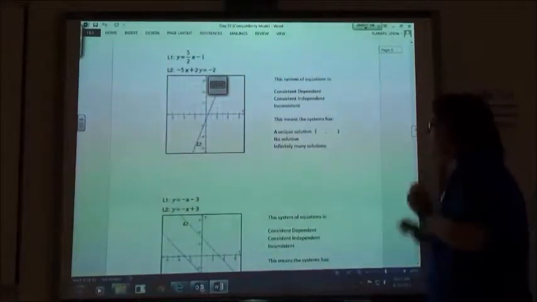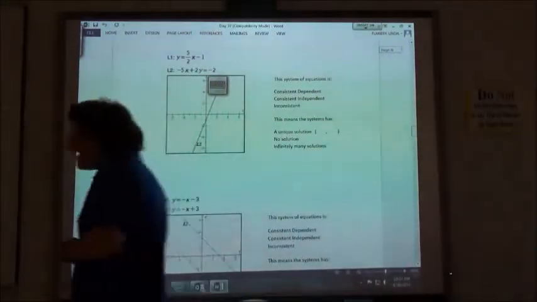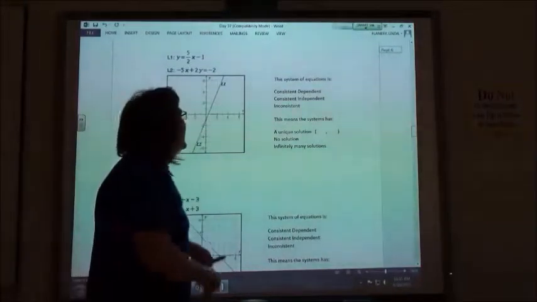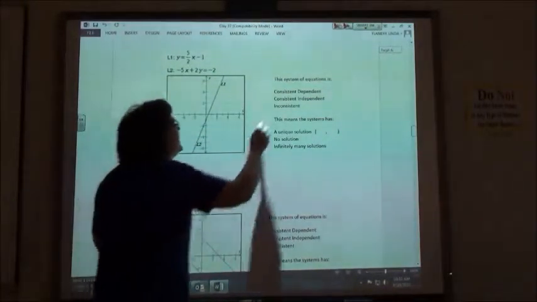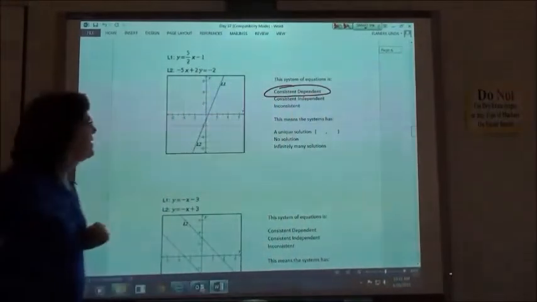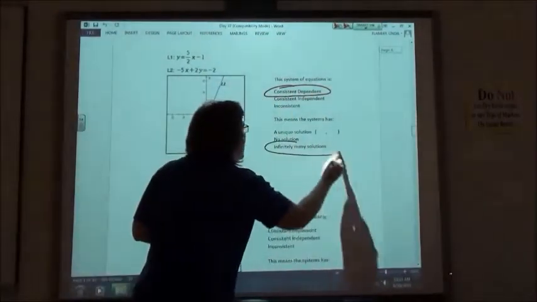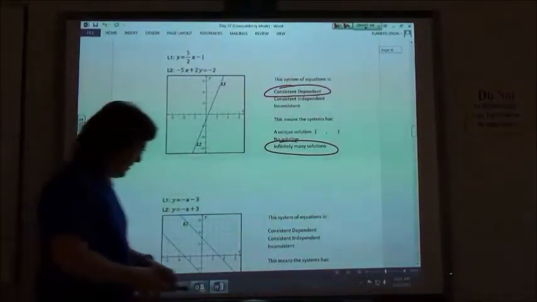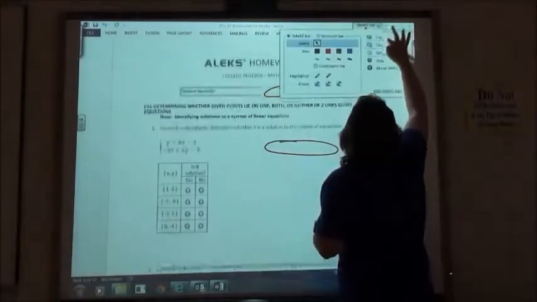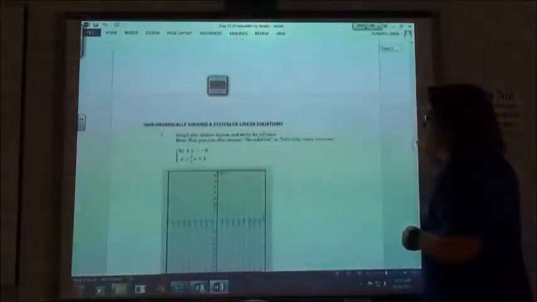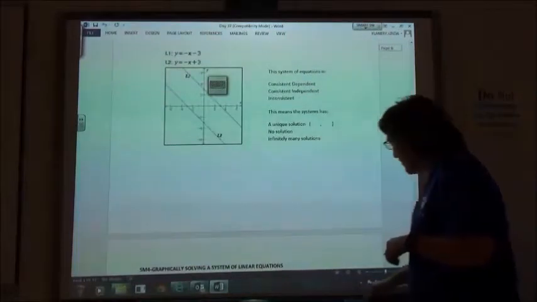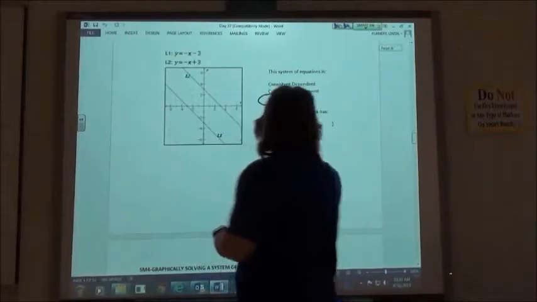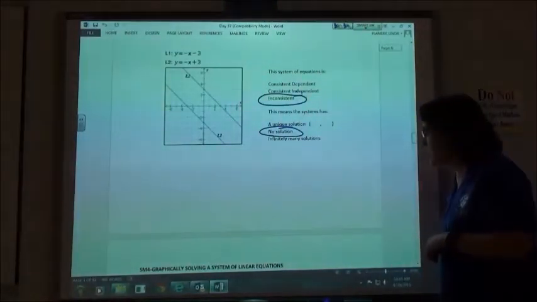So, the second one on number 6 is on the top of the next page there. What do we got with that one? We got a consistent dependent. And it has infinitely many solutions, right. One line right on top of the other one. And the third one on number 6 is those parallel lines, which is inconsistent and has no solutions because those two lines are never going to touch each other. Exactly.